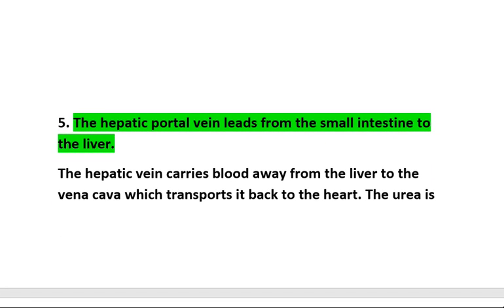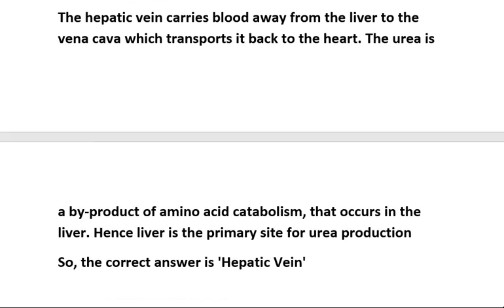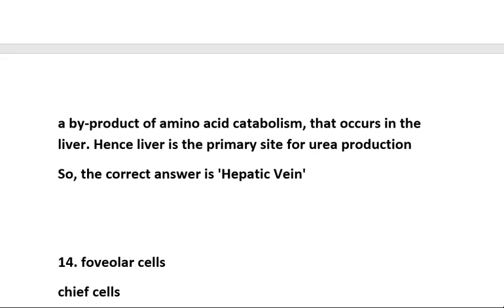The hepatic portal vein leads from the small intestine to the liver. The hepatic vein carries blood away from the liver to the vena cava, which transports it back to the heart. Urea is a byproduct of amino acid catabolism that occurs in the liver. Hence, the liver is the primary site for urea production. So the correct answer is the hepatic vein.